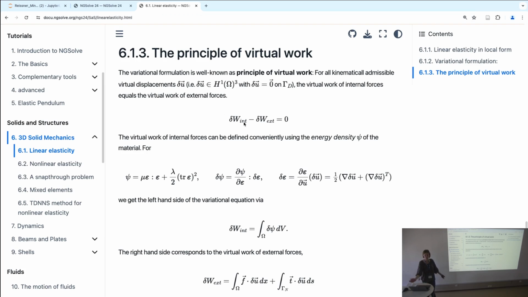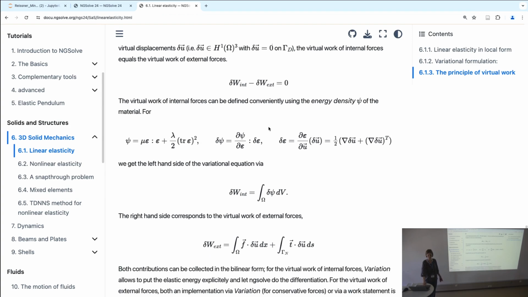And then the principle of virtual work, as you know, is the virtual work of internal forces plus or minus, so the sign is depending on which school you're coming from, the virtual work of external forces equals 0. And what is the virtual work? And here I chose a formulation which we can directly take to nonlinear problems, because most of the time in elasticity you have nonlinear problems, not linear ones. The virtual work of internal forces is defined as the variation of the free energy you have within your body.